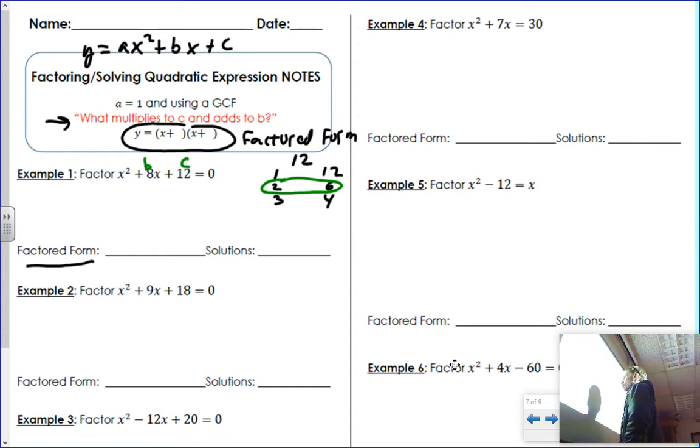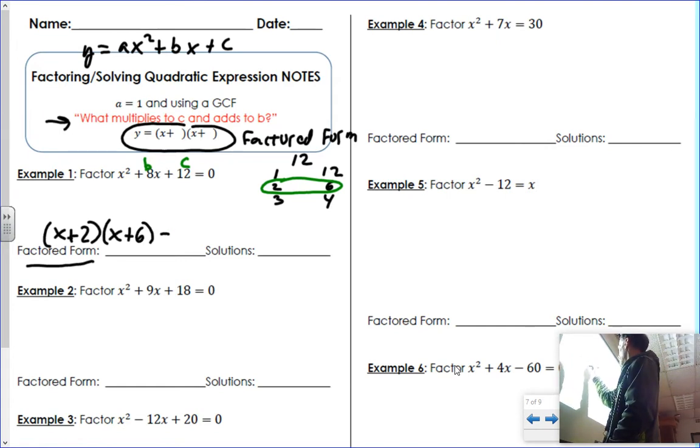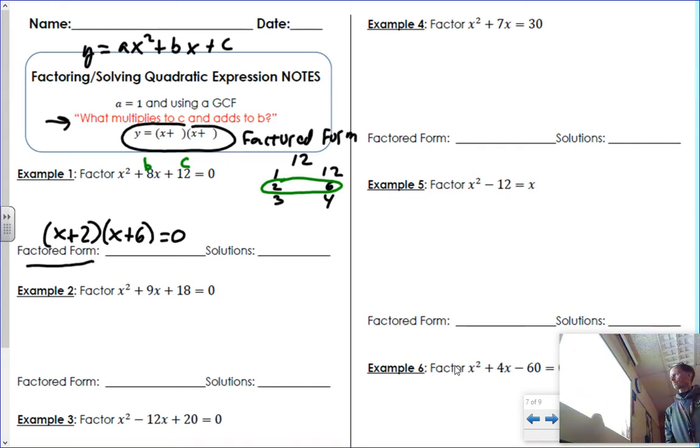So my factored form would be x plus 2 times x plus 6, and I'll set that equal to 0. So that is your factored form. Done. Also, it's important to say the order doesn't matter. If you wrote that as x plus 6 times x plus 2, totally cool, that's fine.